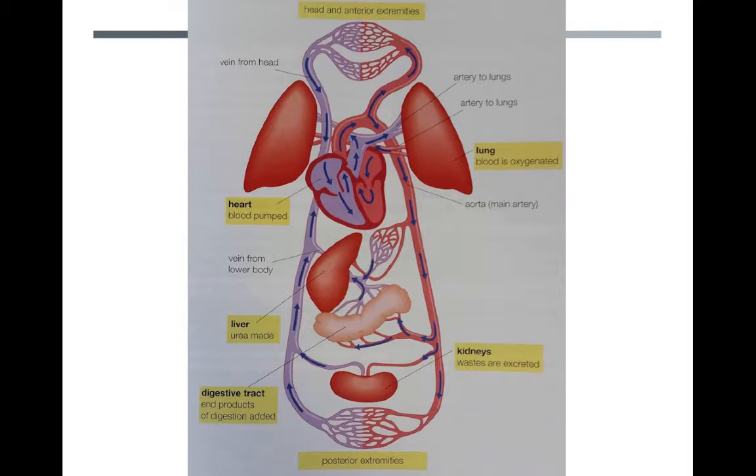So this is just a bit of a visual on some of the products, okay? In the lungs, blood becomes oxygenated. It also gets rid of carbon dioxide. In kidneys, nitrogenous wastes are excreted, so the nitrogenous waste levels in the blood get less. In the digestive tract, the end products of digestion are added. And that's just a bit of an overview of what's actually going on in the body.